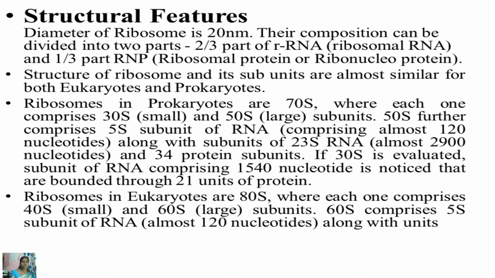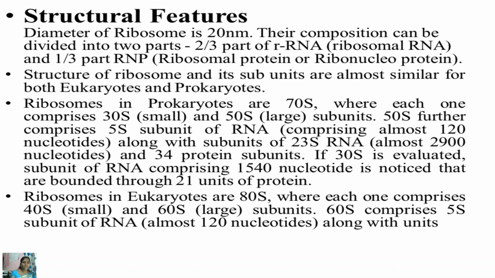Ribosomes in prokaryotes are 70S, where each one comprises a 30S small and a 50S large subunit. The 50S further comprises a 5S subunit of RNA with almost 120 nucleotides, along with a 23S RNA composed of almost 2900 nucleotides, and 34 protein subunits. The 30S subunit of RNA comprises about 1540 nucleotides, bound by 21 units of protein.